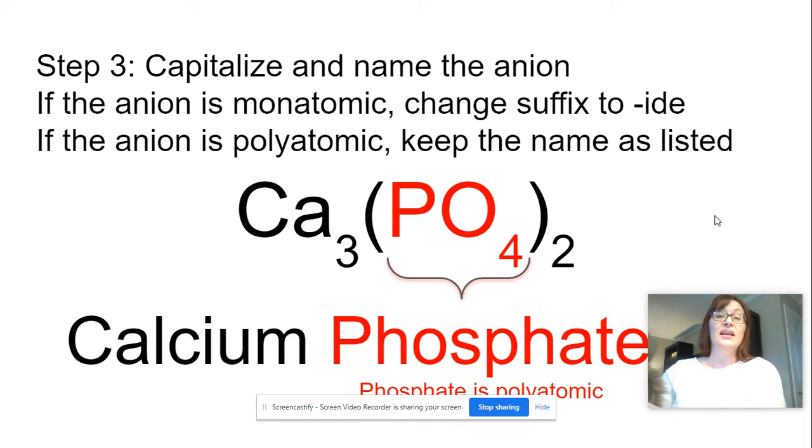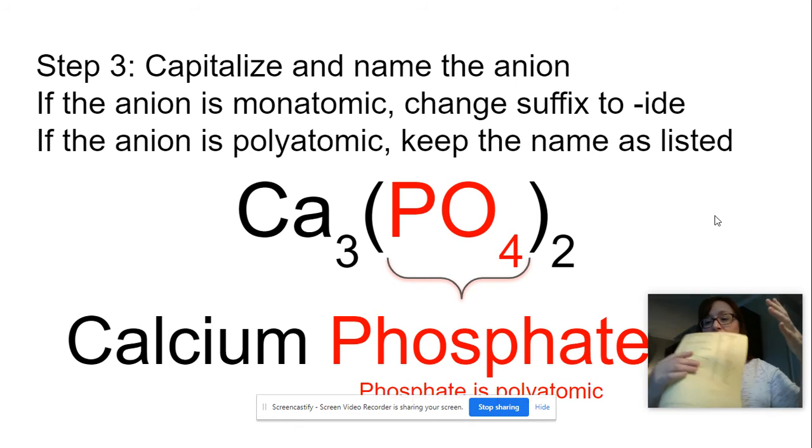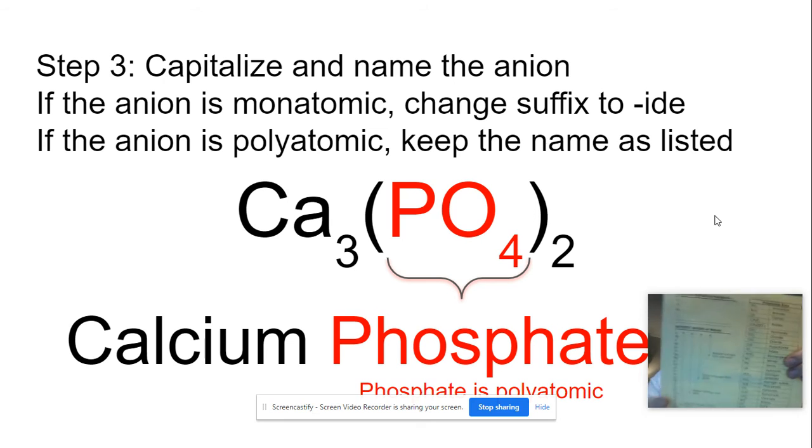Step 3, capitalize and name the anion. So to do this, I need to identify that anion. And it's not monatomic, right? If it was monatomic, it would just be one element. It's actually one of those where I've got a couple of different atoms clustered together acting like one atom. Those are called polyatomic ions. So they are on my list here.